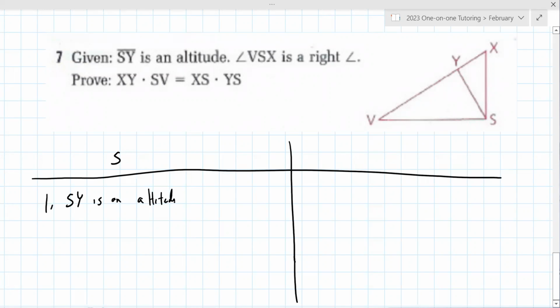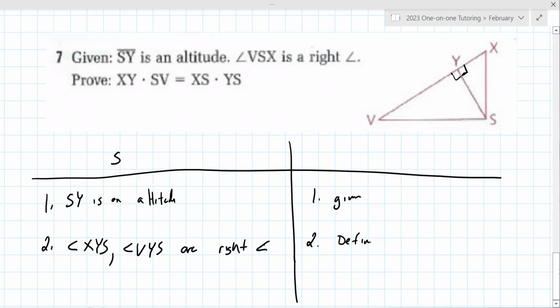So what that means in the picture is that this angle is 90 degrees. And so is that one. They're both 90-degree angles. We do have to say that; we can't just know that. We have to say angle XYS and angle VYS are right angles. And the reason is definition of altitude. The altitude always hits its base at a right angle.